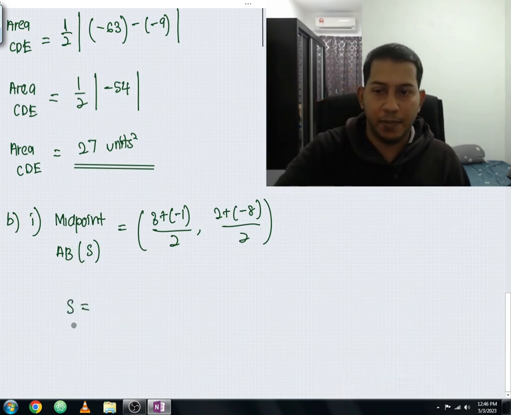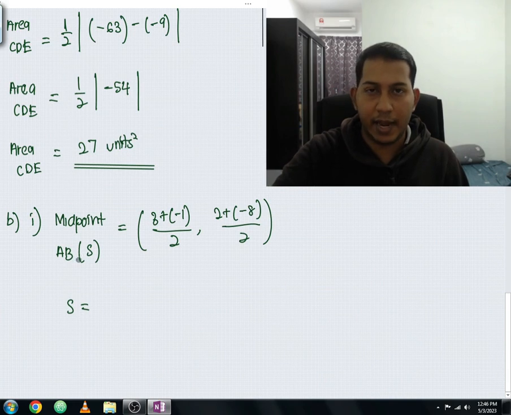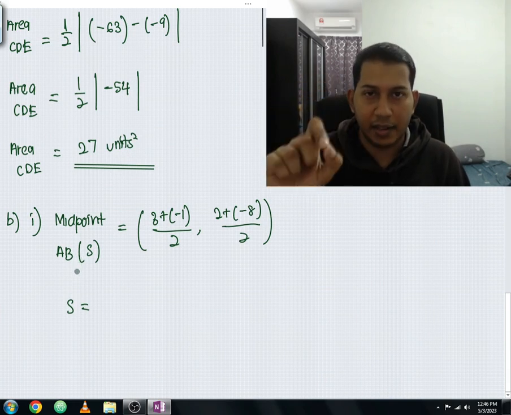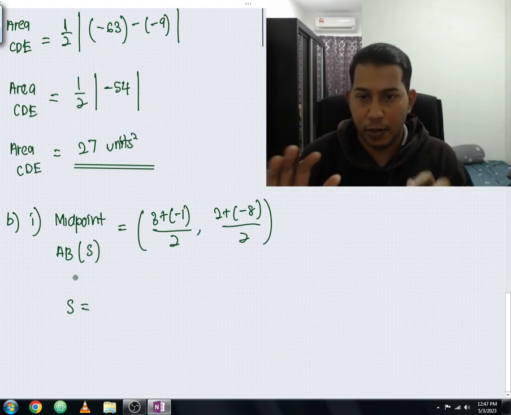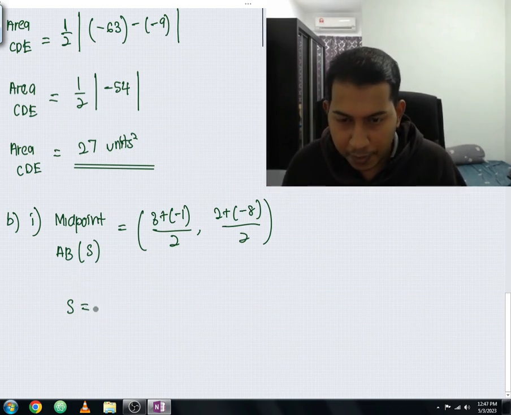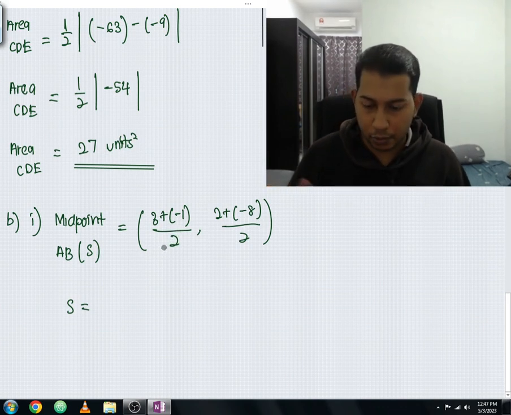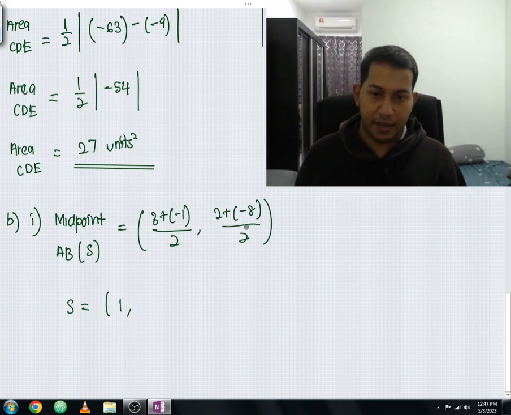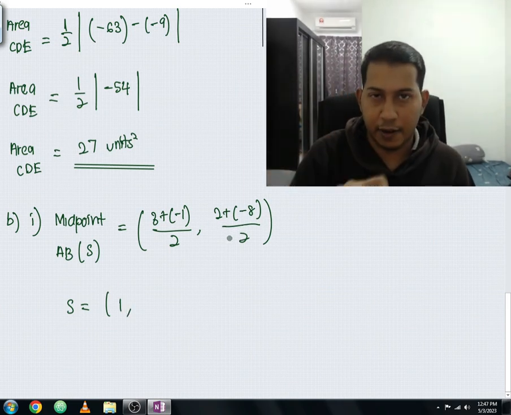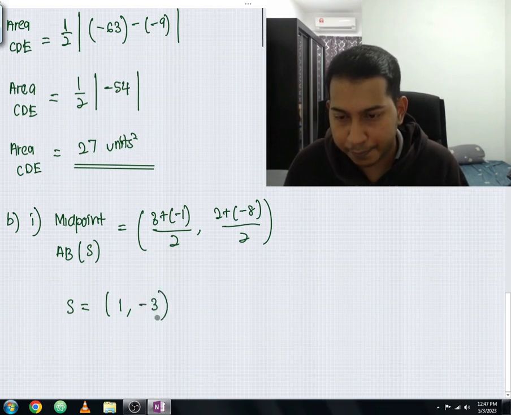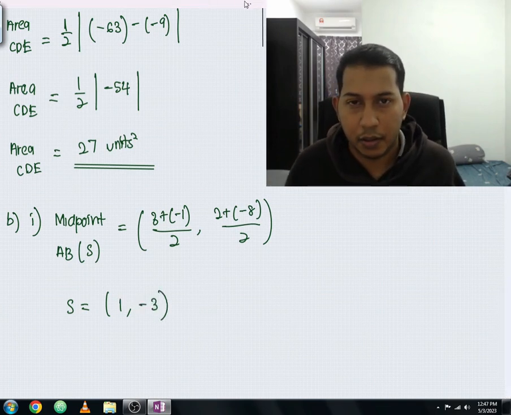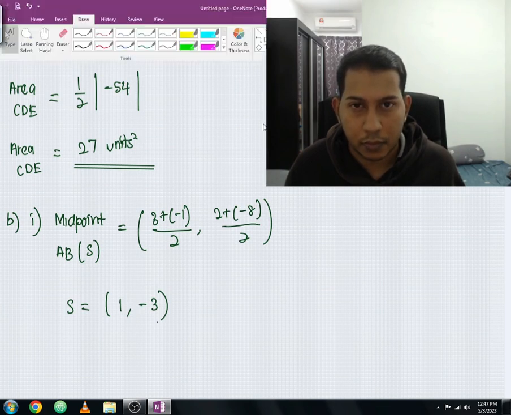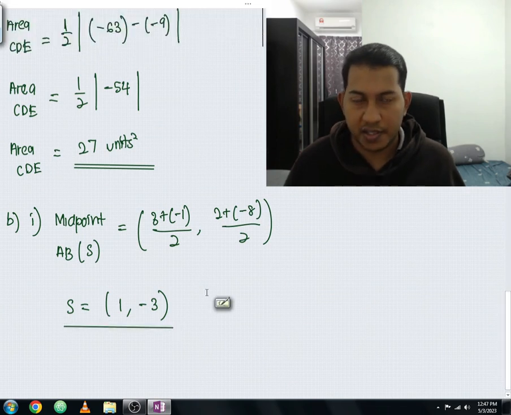From this step onwards, because I write midpoint AB in the bracket S, we set S as the midpoint of AB. Just want to clarify over here. So from here, 3 plus negative 1 is 2, so 2 divided by 2, you get 1. 2 plus with negative 8, you get negative 6. Negative 6 divided by 2, you get negative 3. So this is your midpoint S. This is our step number 1.